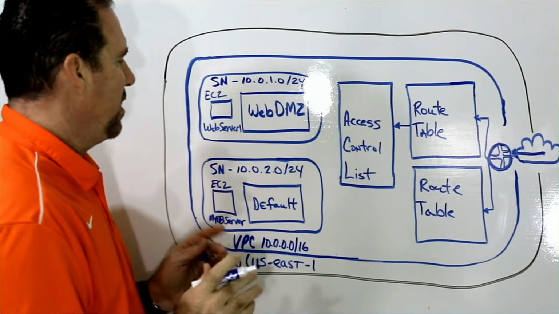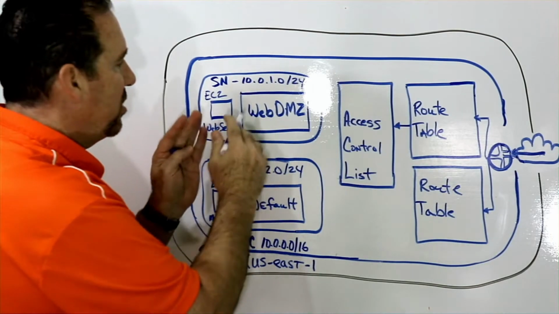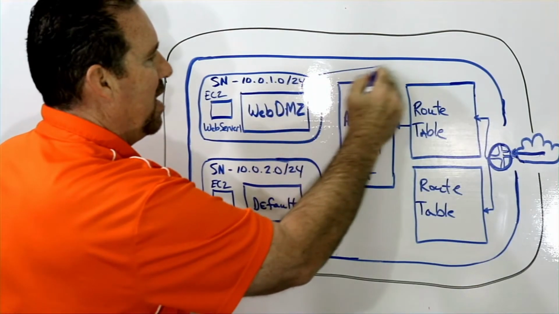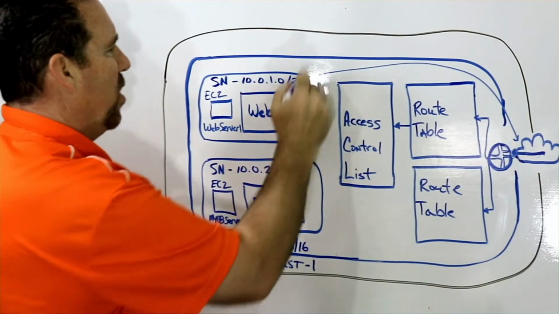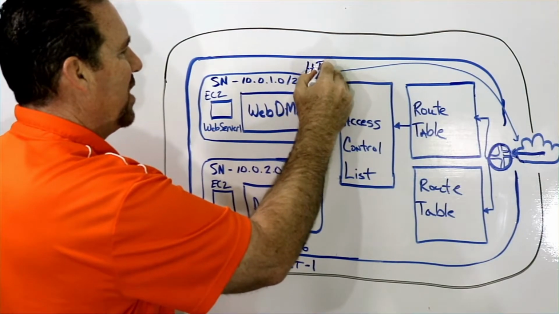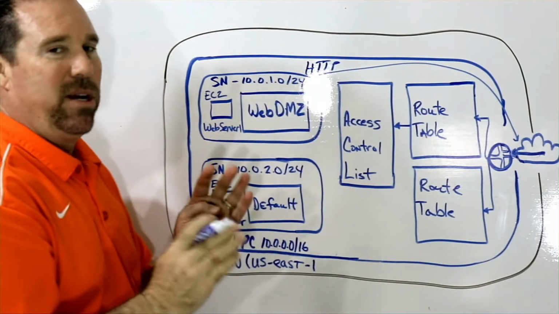Now here's the deal. This is a web server, and it serves up pages to the internet. Web pages to the internet. So it has to be public and it has to be open, and we did that in the last video. Okay, but here's the thing.